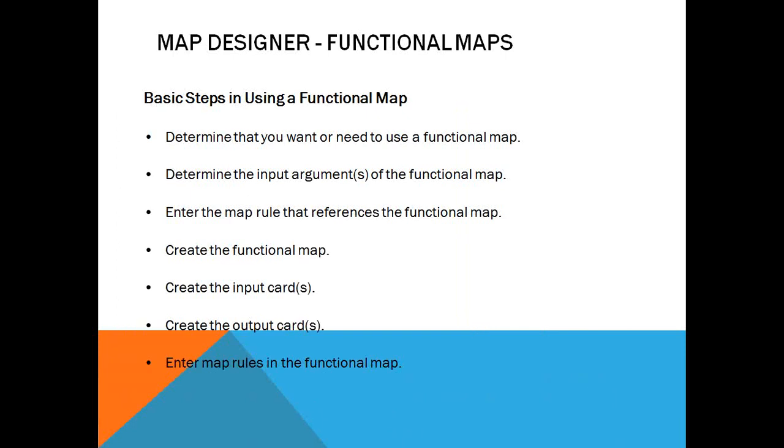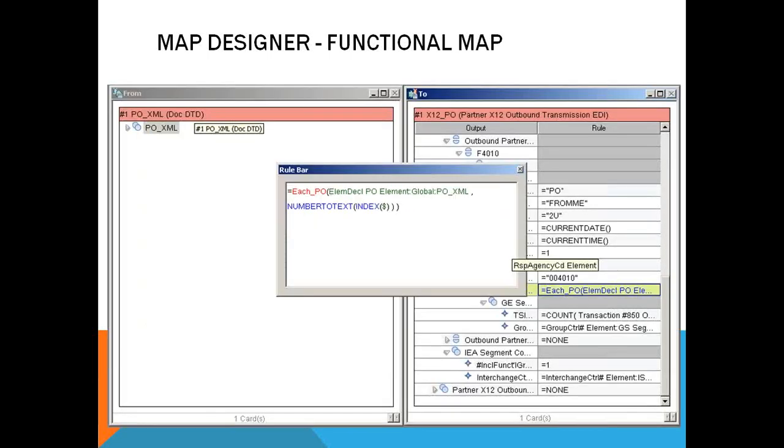Now, the basic steps in using a function. Basically we covered when we have to create the function: determine the input document, function, and enter the map. This slide also talked about that again. So this is the example of how to create the function map.